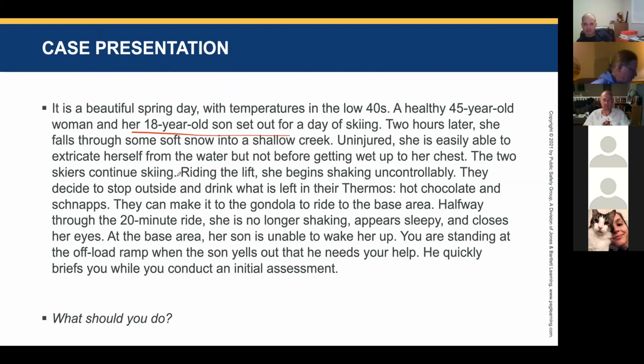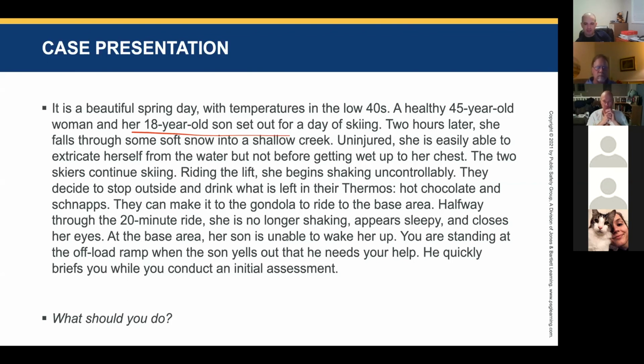The two skiers continue skiing. Riding the lift, she begins shaking uncontrollably. They decide to stop outside and drink what's left in her thermos, hot chocolate and schnapps. They make it to the gondola to ride to the base area. Halfway through the 20-minute ride, she's no longer shaking, appears sleepy, and closes her eyes.